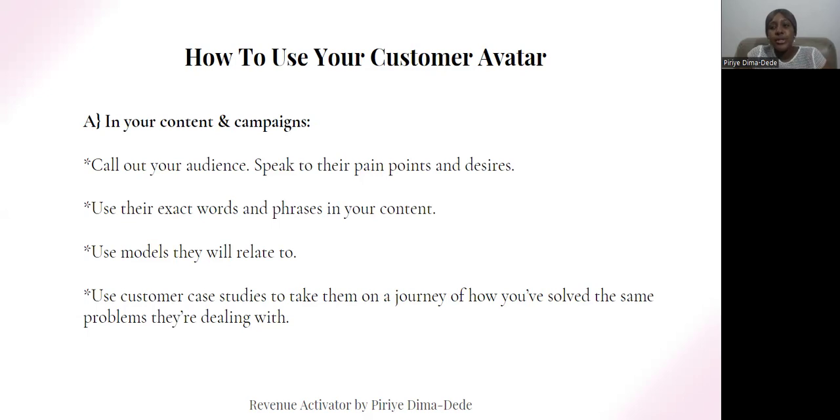So use models that people will relate to. Next up, use customer case studies to take your ideal customers on a journey of how you've solved the same problem that they're dealing with.